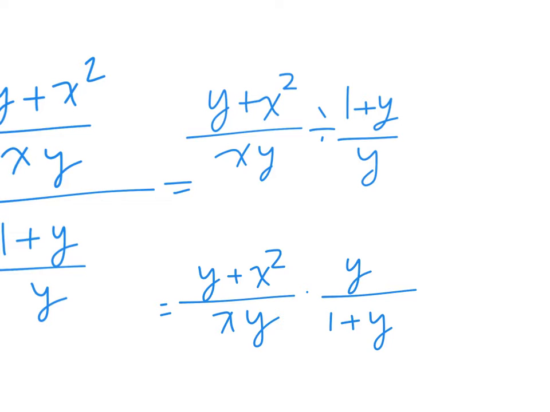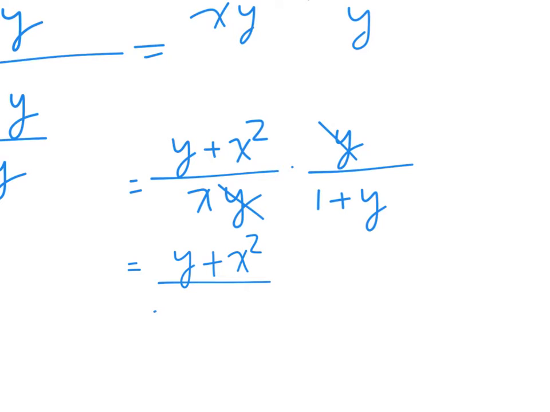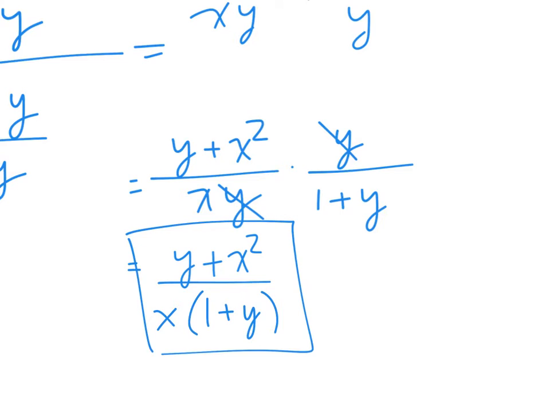Okay, the last step is to cancel the ones that can be canceled. So that is (y plus x squared) over x times (1 plus y). Can I cancel anything else? No, that's it. Please don't try to kill cats to get to the answer that you want. This is it. So the answer is definitely not 1.